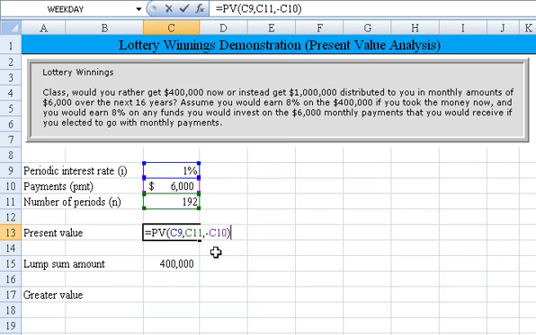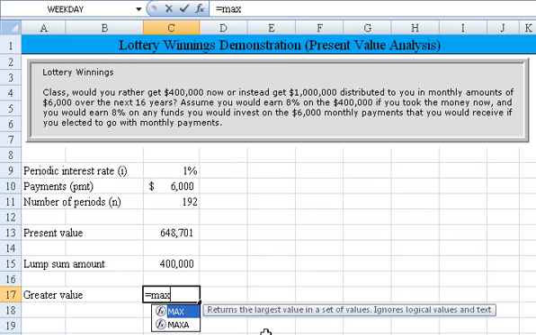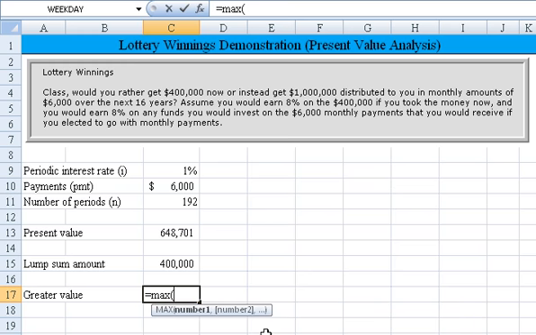So once we have that, I can hit the OK button right there, and we have a present value of $648,701. Let me hit the F2, and you can see there's the variables you need. Okay, the lump sum amount said you get $400,000 now, so we just need to compare the two and give it the higher value.